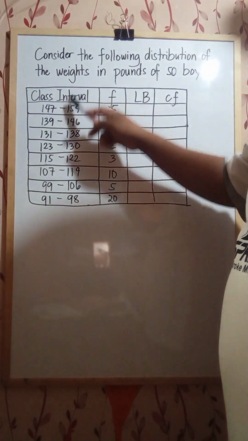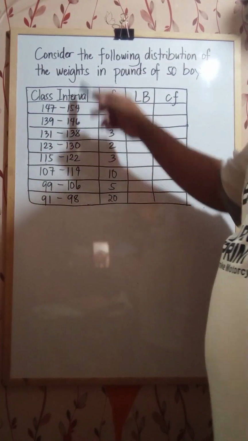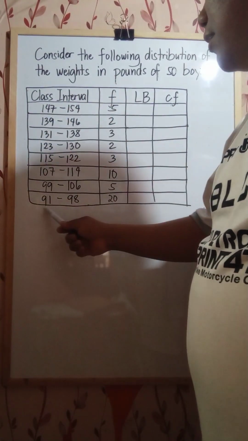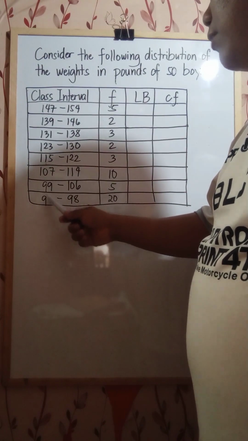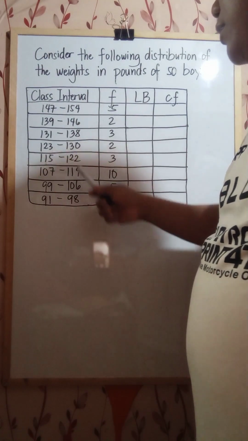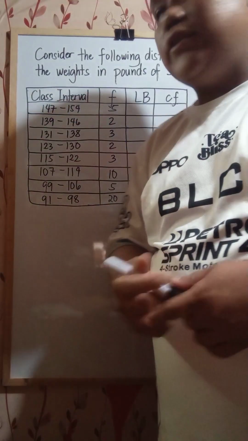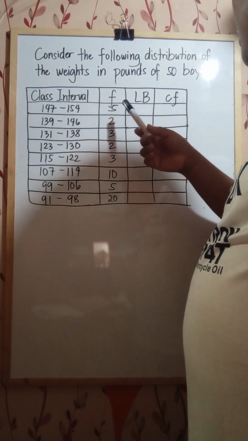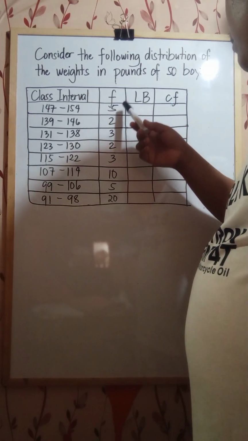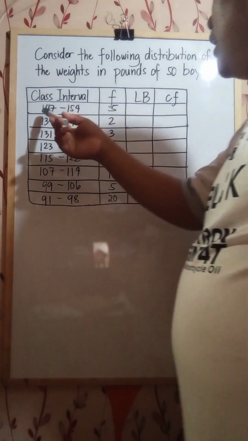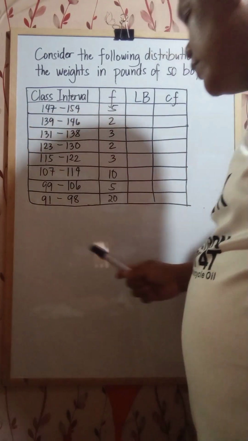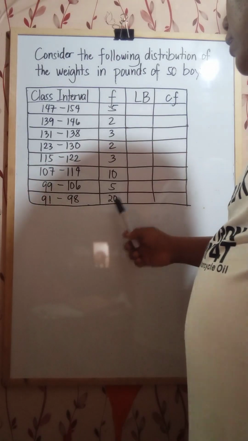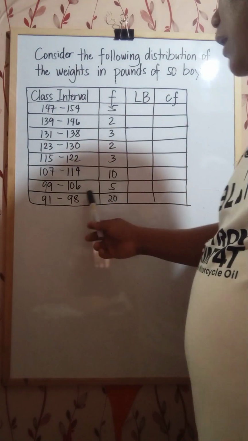These are the class intervals that serve as the weights. Each weight is categorized into a certain class: 91 to 98, 99 to 106, and so on and so forth until 147 to 154. The frequency is the number of boys who obtained that weight in pounds. For example, for the weight of 91 pounds to 98 pounds, 20 boys weigh that much.